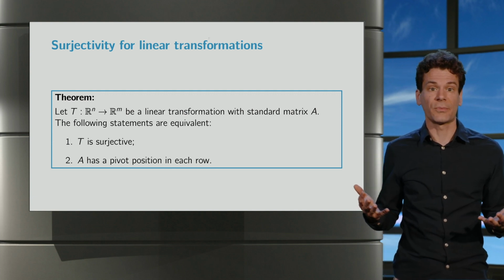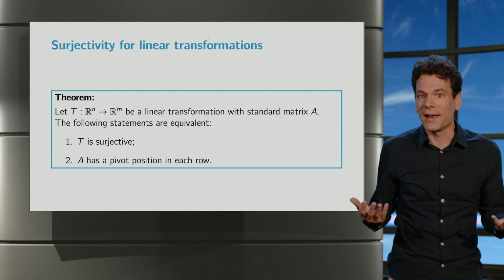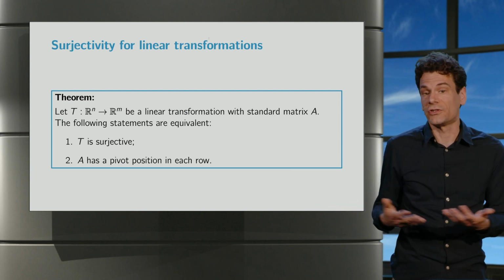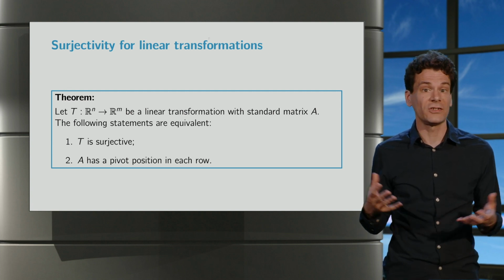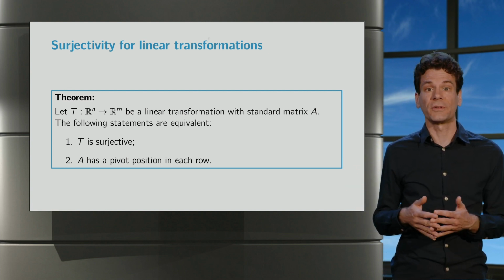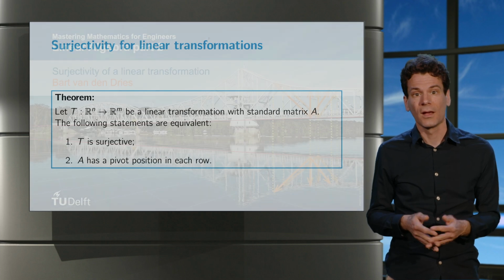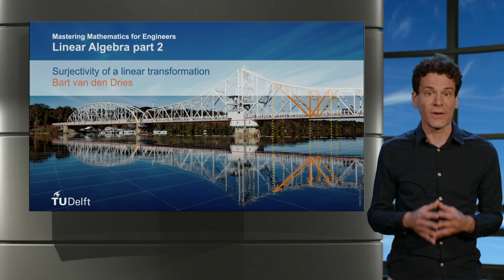As was mentioned in the previous video, pivot positions are related to other properties of a matrix as well, such as invertibility. Therefore, surjectivity of a linear transformation is related to all kinds of properties of the standard matrix too. You will learn more about such relations in the rest of the section.